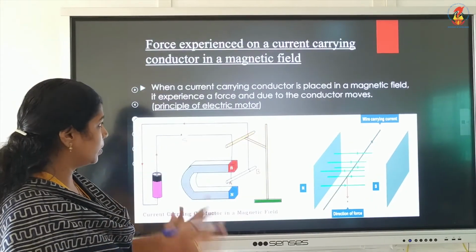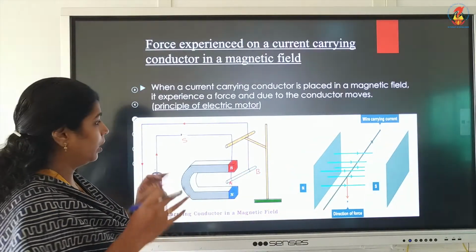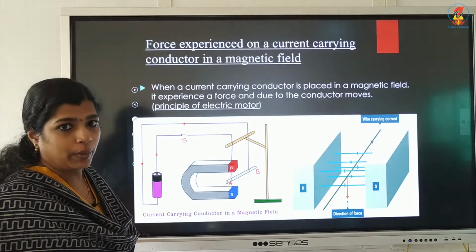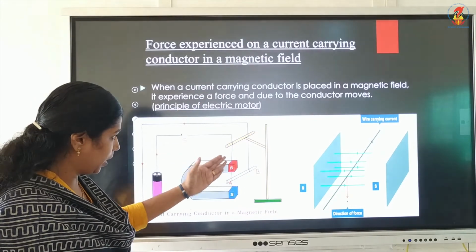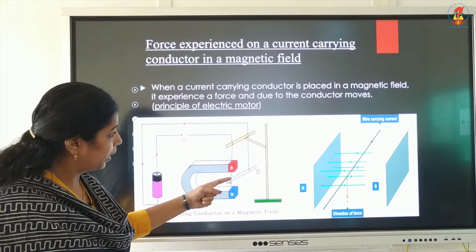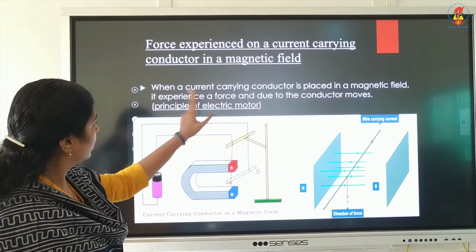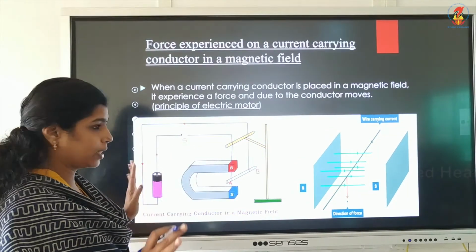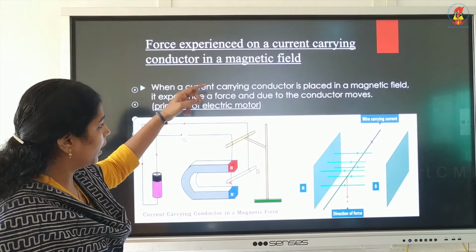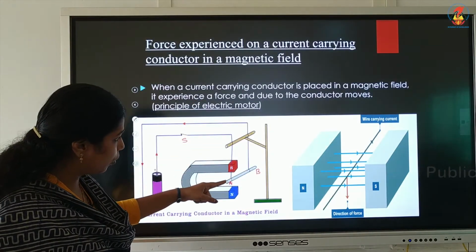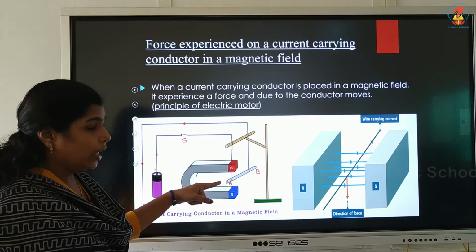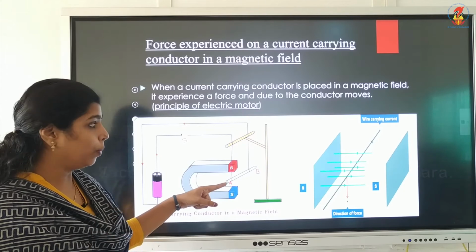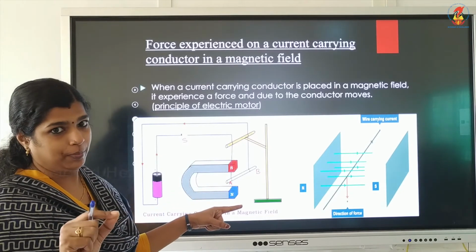So, when you switch the circuit on, the current will flow from the positive terminal of the battery through the copper wire, through this rod AB, and reach the negative terminal of the battery. So, the circuit is complete. When current flows through this aluminium rod AB, that will produce a magnetic field in the form of concentric circles.